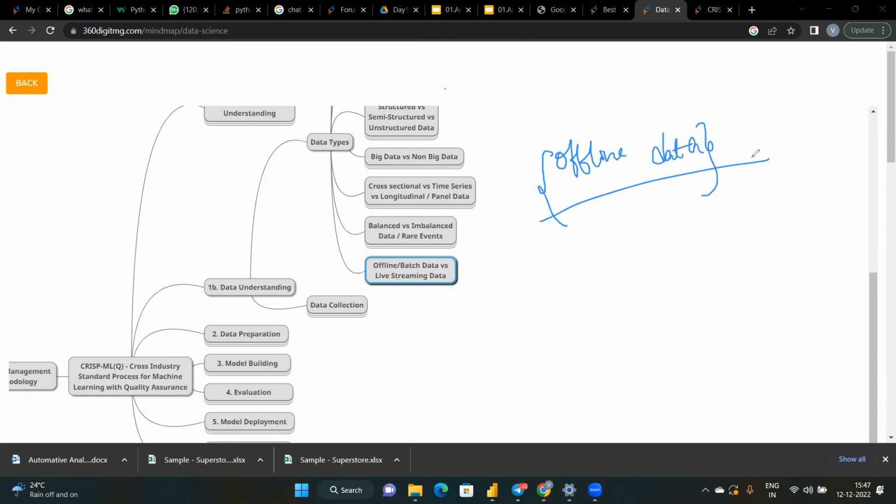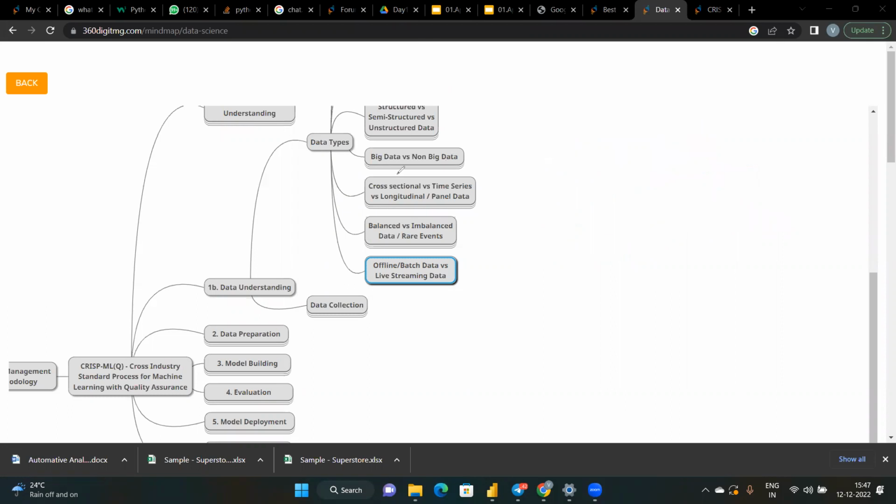Sir, you have said offline. We know what is meant by live stream, right? Live streaming data. Live streaming data, guys, is nothing but the live data which is running. When we watch live cricket on Hotstar, that is what is meant by live streaming data.